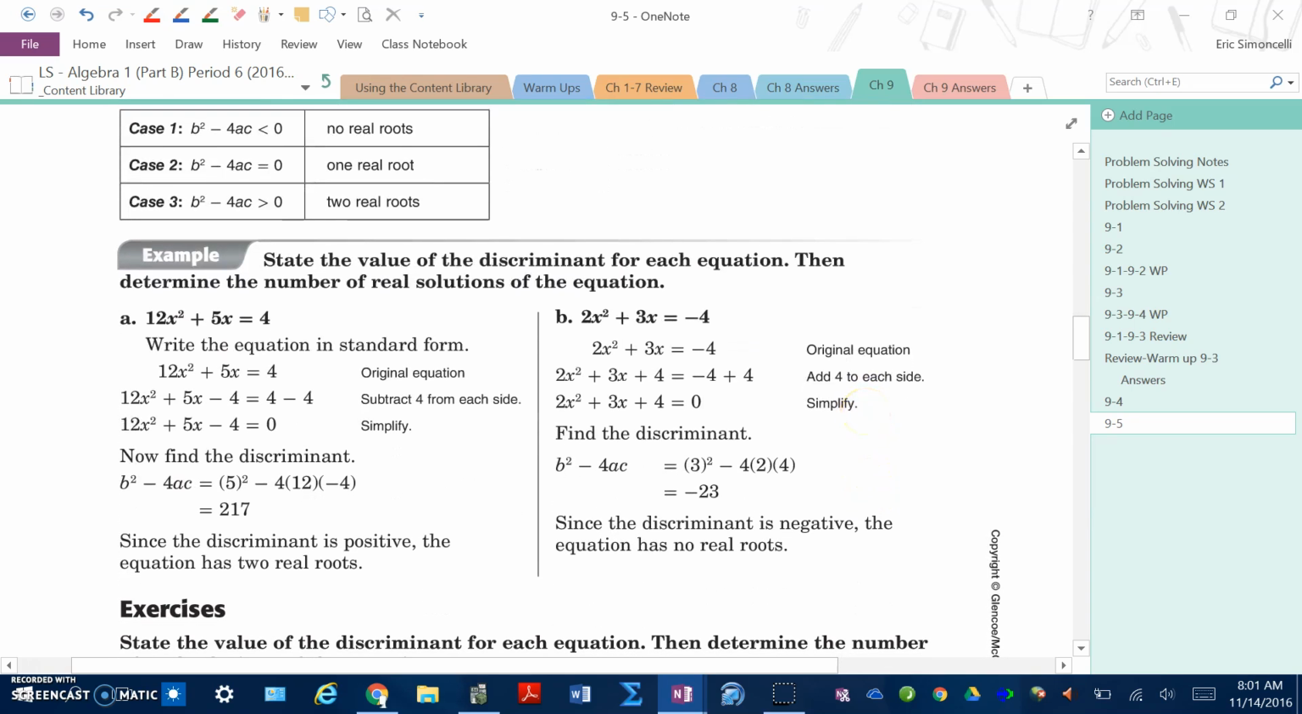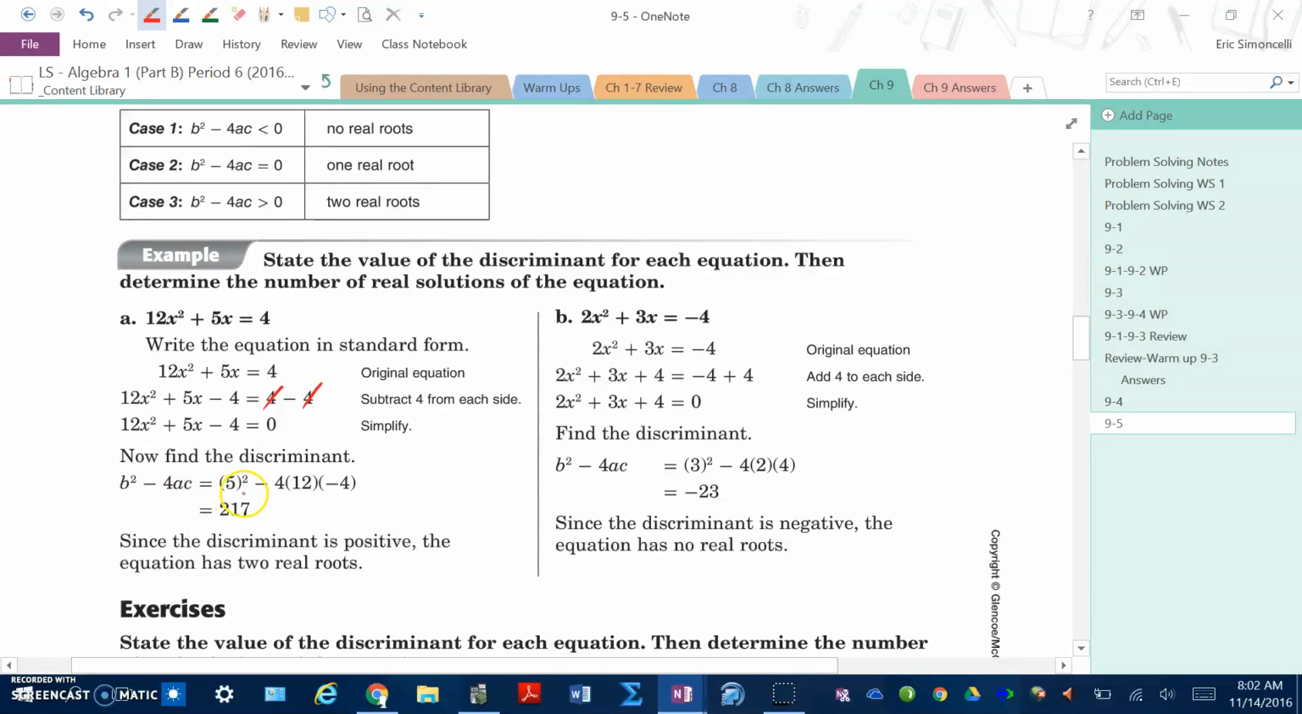So, for example, state the number or value of the discriminant for each equation, then determine the number of real solutions of the equation. So 12x squared plus 5x equals 4. We write the equation in standard form by subtracting 4 first, just like before, so it's equal to 0. And then simply find the discriminant. There's no use of the entire quadratic formula if you're just finding the quantity of zeros or roots.